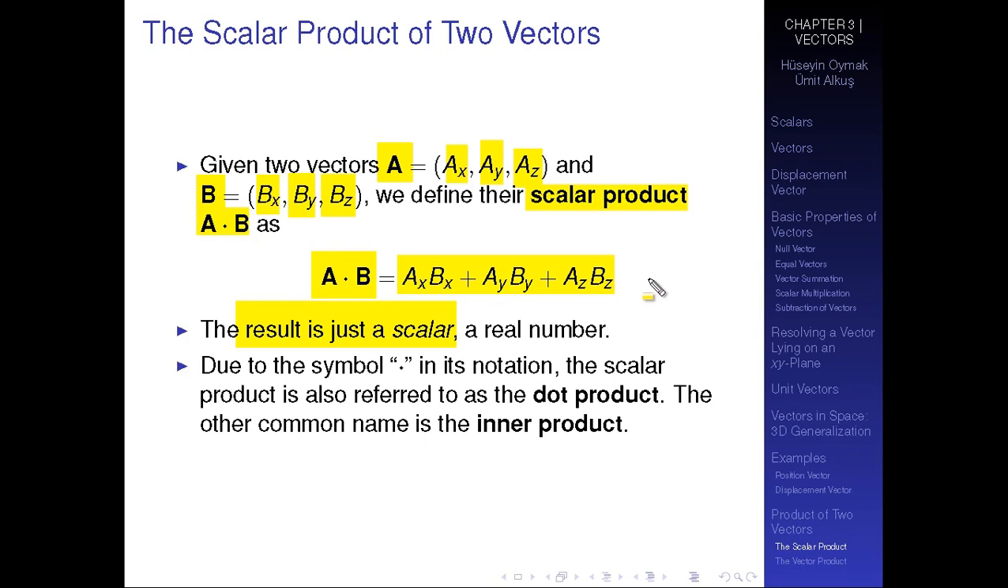There are alternative names of this scalar product. One is the dot product, since we have a dot between the vectors, and another common name is the inner product. After this simple definition, we are ready to find a relationship between the magnitude of a vector and the scalar product.